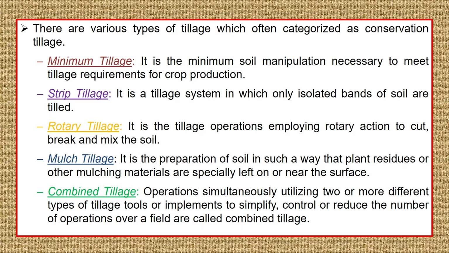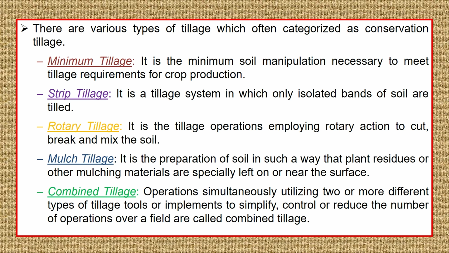Other than the broad category of classifying tillage into primary and secondary, there is another classification, or you can also categorize the type of tillage into minimum tillage, strip tillage, rotary tillage, mulch tillage, and combined tillage. All these five types of tillage are often called conservation tillage.